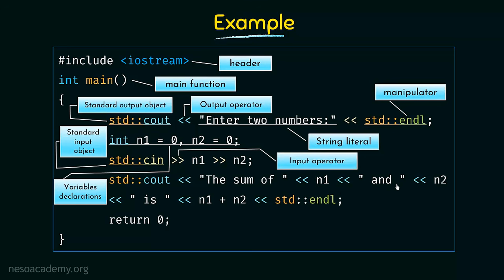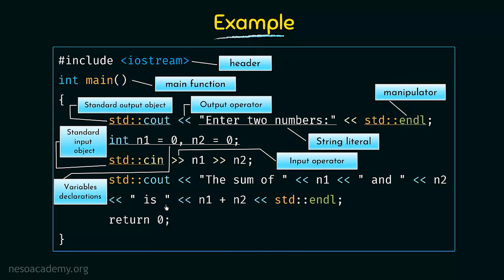Okay, so I print "and", then I want to print the second number that the user has entered. Again we are going to print a variable, so we have to use the output operator again, and I print n2, and then I want to print the word "is". This is again a string, which is different from this variable here. So I use the output operator here again, and I print "is". That is why it is put under double quotes.